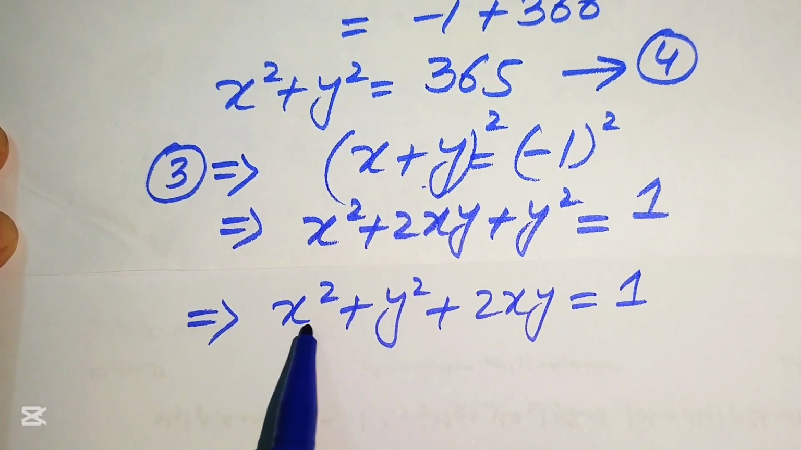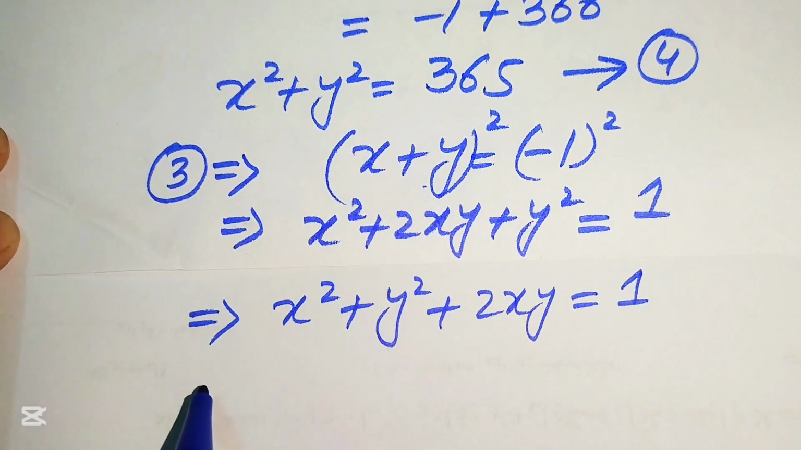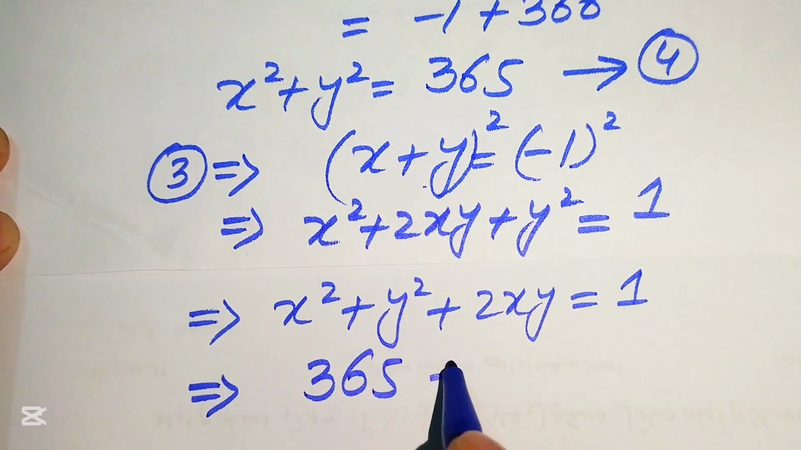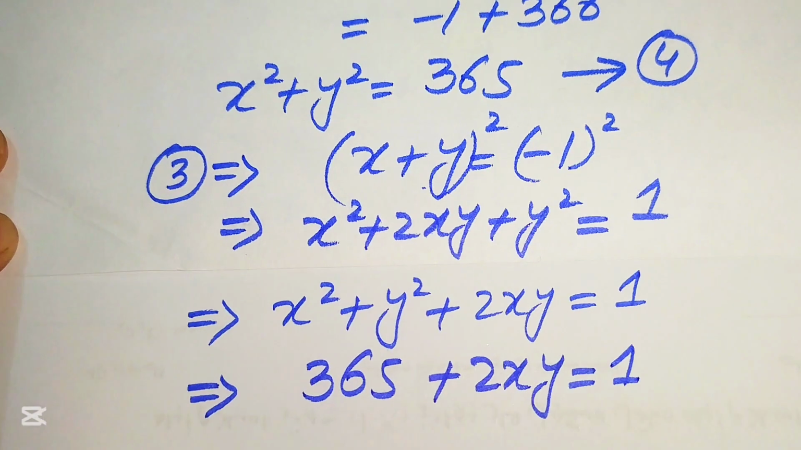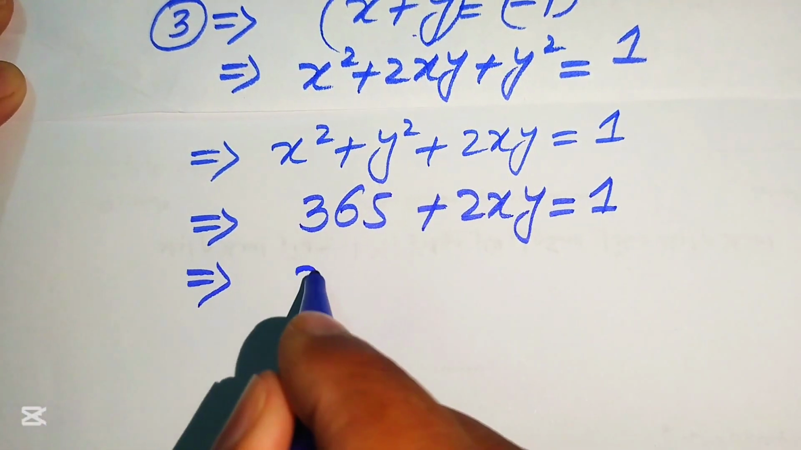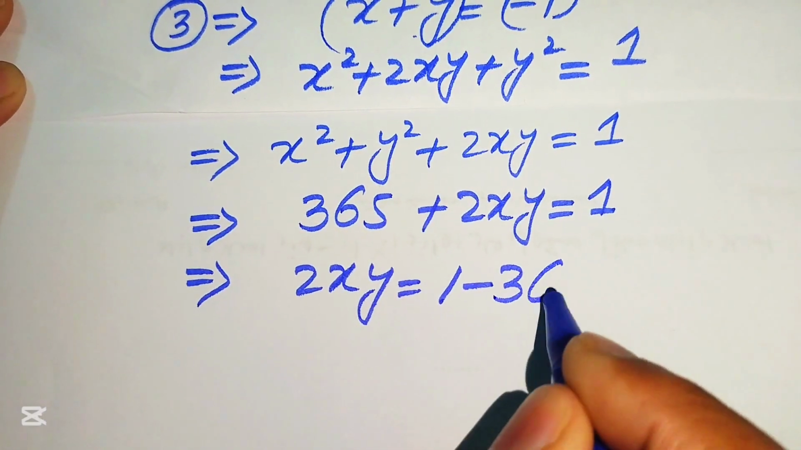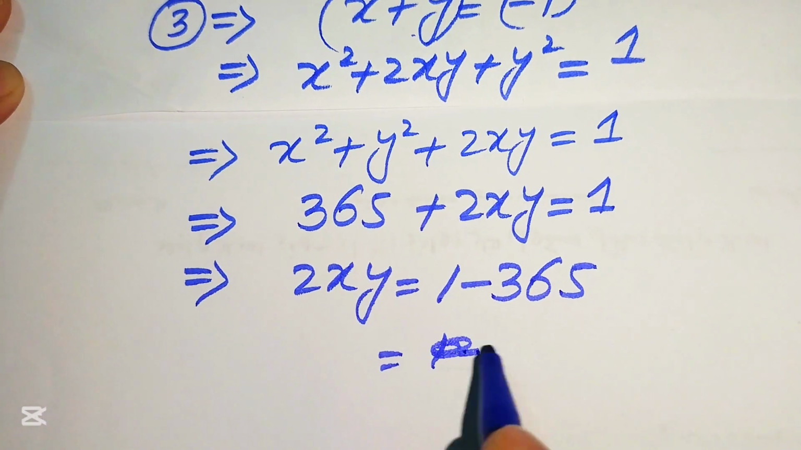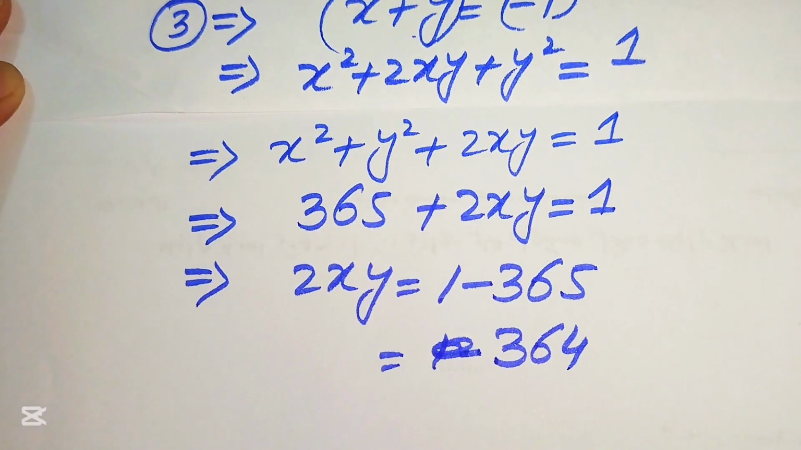Here we substitute the value of x square plus y square. So x square plus y square equals 365, and we can substitute it here. It becomes 365 plus 2 times xy equals 1. And now we need to move this 365 to the right hand side, and it will be written as 2 times xy equals 1 minus 365. So 1 minus 365 equals 364.